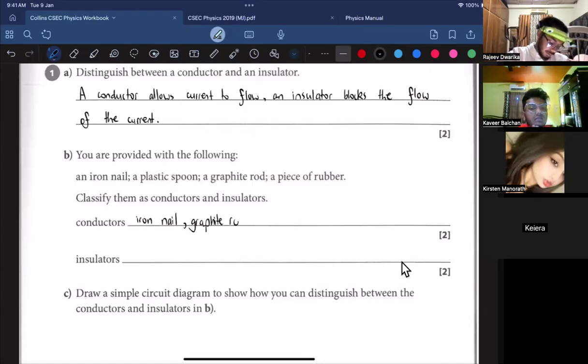Where could you find a graphite rod? Your pencil, yes. Your pencil is just graphite. Now you know.